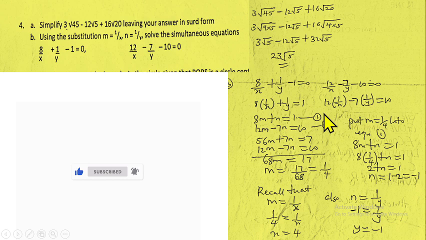But I think I use an elimination method here. I try to make the coefficient of n equal by multiplying this one by 7, and this one by 1. If you multiply this one by 7, that will give us 56m plus 7n equals 7. If you multiply this one by 1, you see it back. So we can now add the two equations together. This plus this will give us 68m. This plus this will give us 0. 7 plus 10 will give us 17.